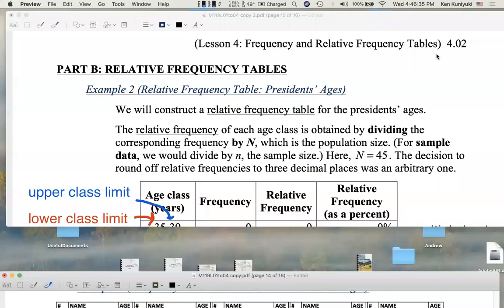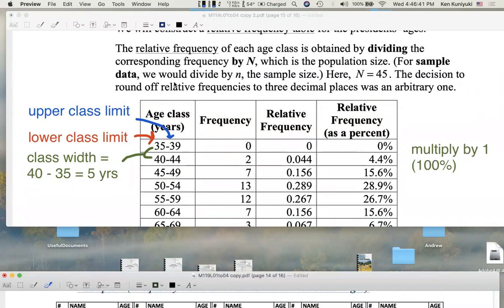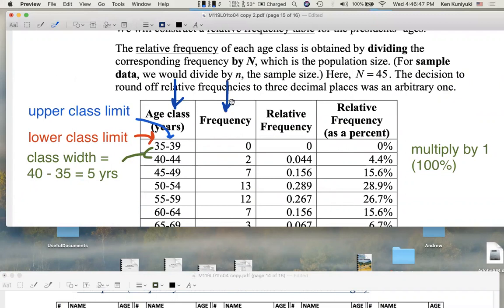Hi everyone. Let's talk about relative frequency tables. Now, a frequency table consists of this column of age classes over here and this column of frequencies over here. But instead of the frequency column, we could have a relative frequency column, maybe in decimal form or percent form. So the age classes together with the relative frequencies in either form will give us a relative frequency table.